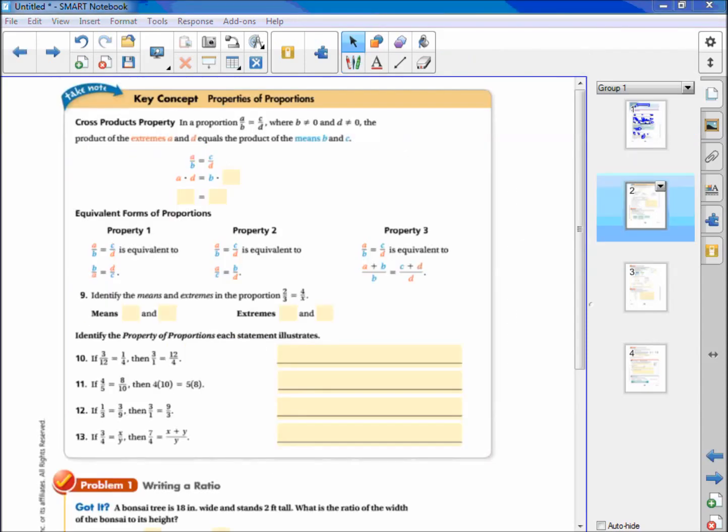Okay, on our second page here, we have a key concept, the properties of proportions. So the first one is the most important one, the cross products property, and this is how you solve for proportion when there's parts missing in Algebra 1.